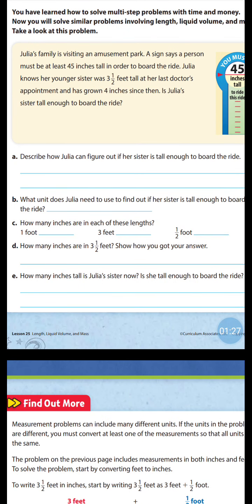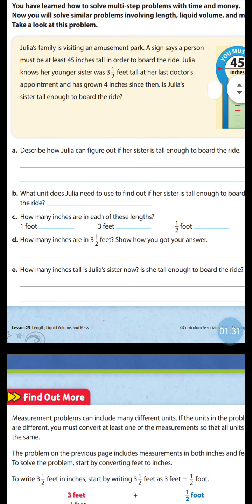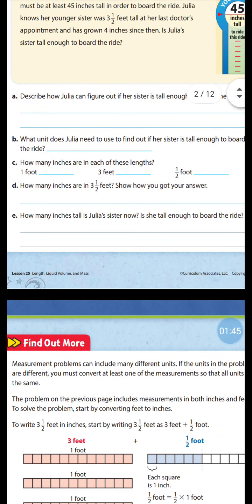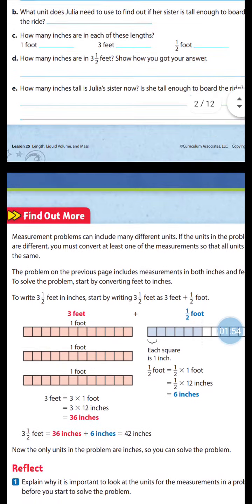C, how many inches are in each of these lengths? So you need to know how many inches are in 1 foot. We know that 12 inches is 1 foot. So to figure out 3 feet, you would need to multiply 12 times 3. And if we want to figure out half a foot, you would need to divide the 12 by 2. Okay? So I'm going to show you down here.